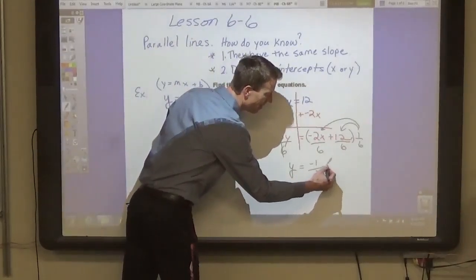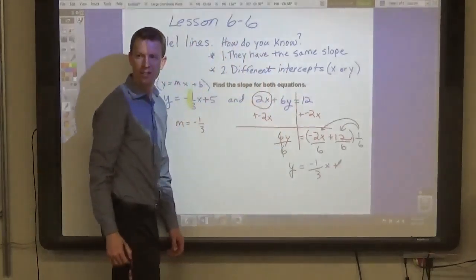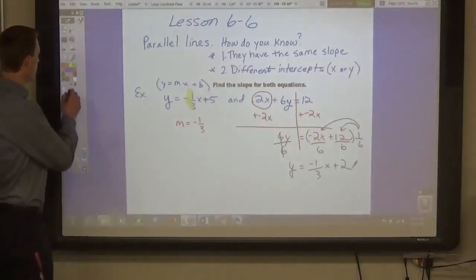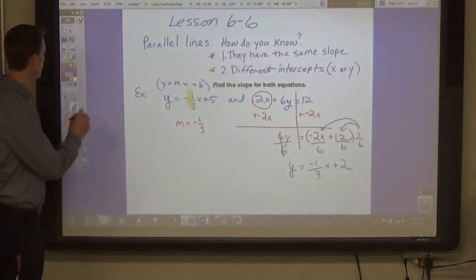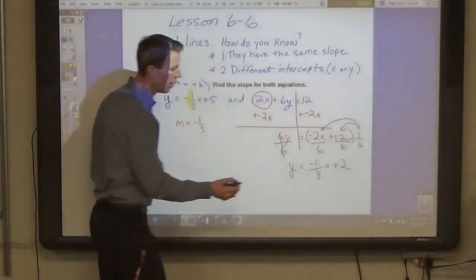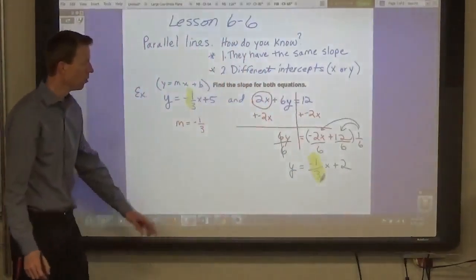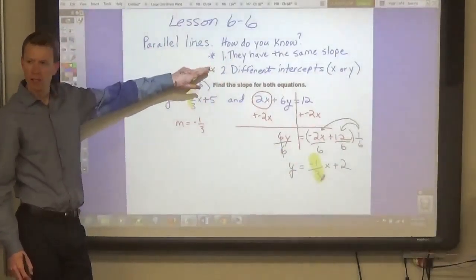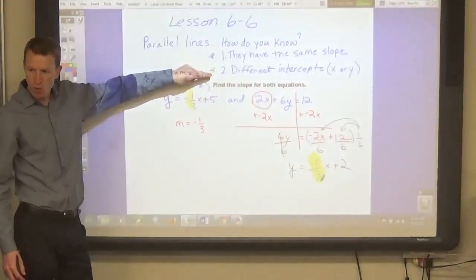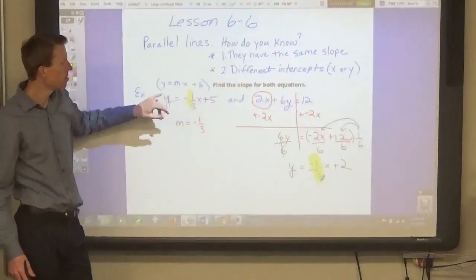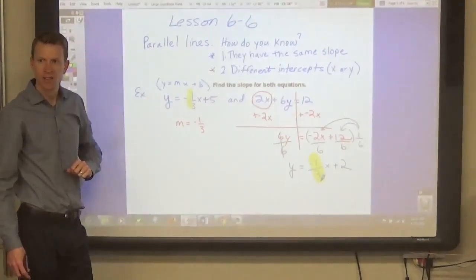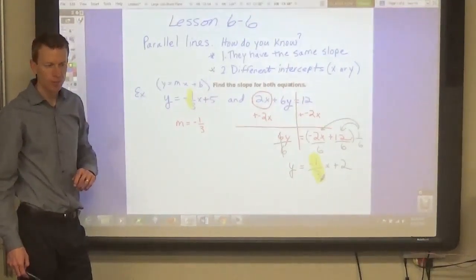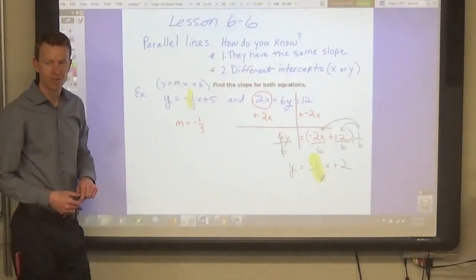So, what's the slope? The slope is negative 1/3. Yep. And what is the y-intercept? 2. What's the y-intercept of the other one? 5. So do they both have the same slope? They have different y-intercepts. So these two lines are parallel.